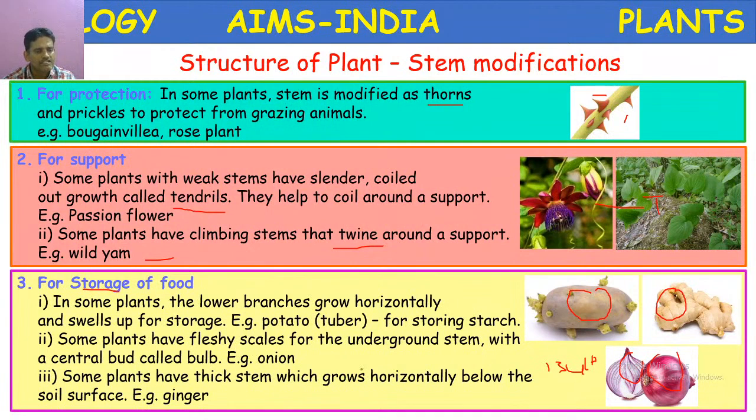Okay. So some plants have thick stems which grow horizontally below the soil surface. They are called rhizomes, and technical terms we can discuss later. Here the stem is modified to store food, as in the ginger plant, which is an underground stem. Here potato is also an underground stem. Some plants like onion have an underground stem with a central bud called a bulb. Okay, these are some of the modifications which help the plant to survive.